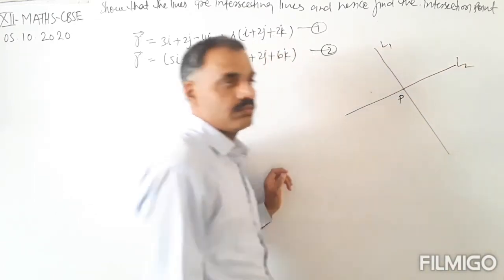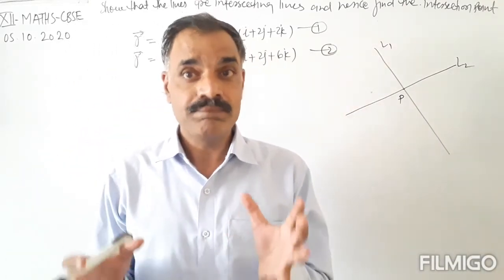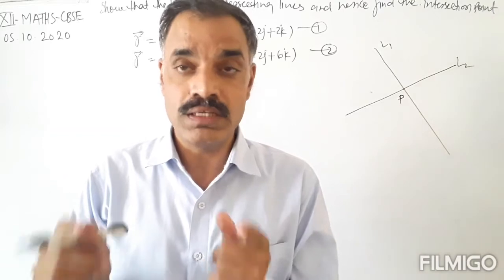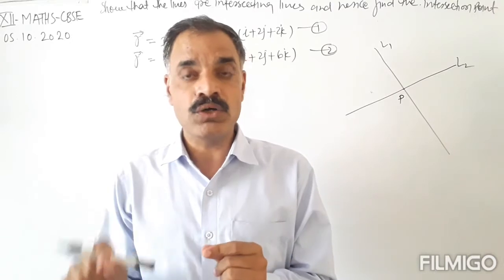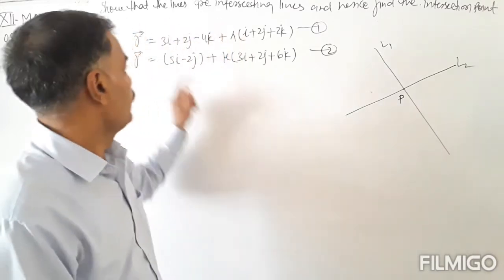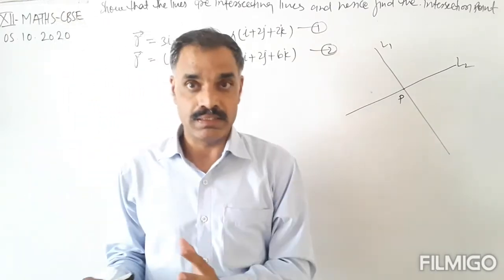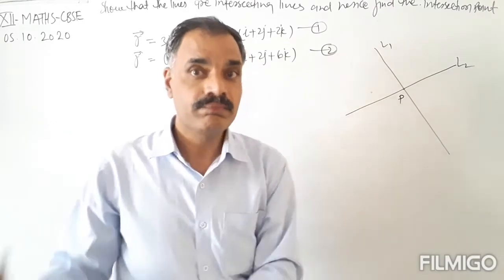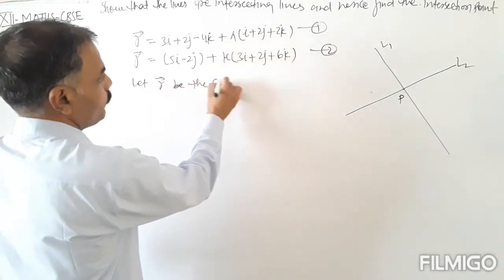L1 and L2 are two lines lying in three dimensions, that is in space, and they intersect somewhere. Intersecting somewhere means they have a common point, that is, one point is common to both the lines. The r vector is the general point on the first line and the r vector is the general point on the second line. Let the r vector be the common point.